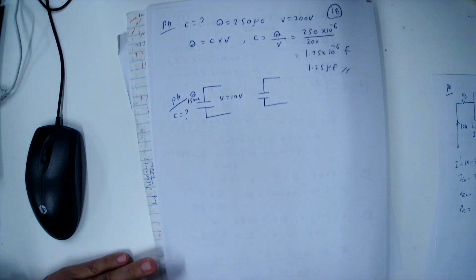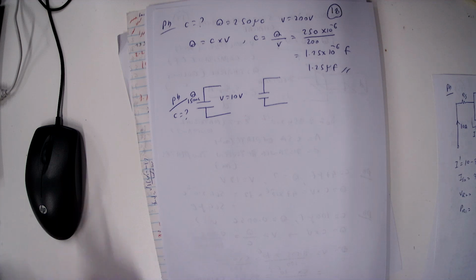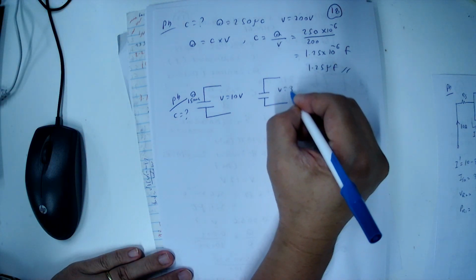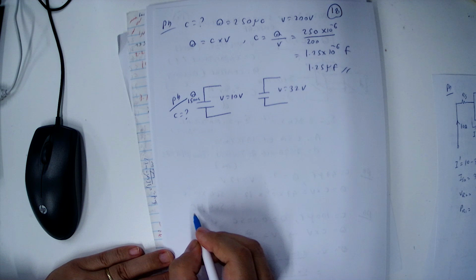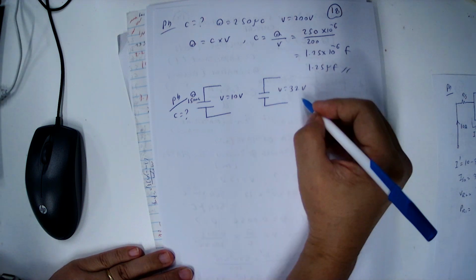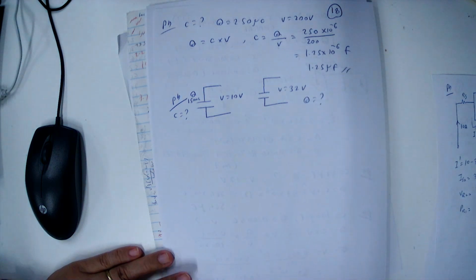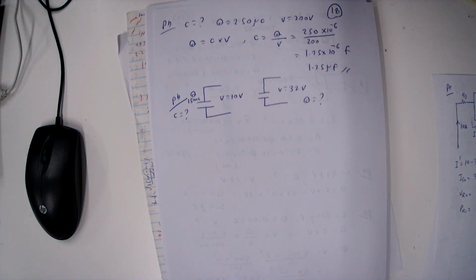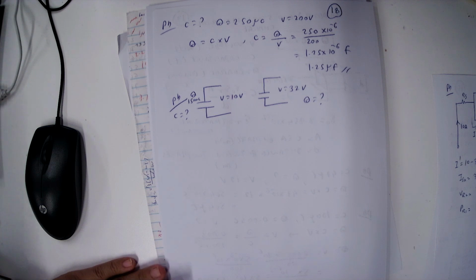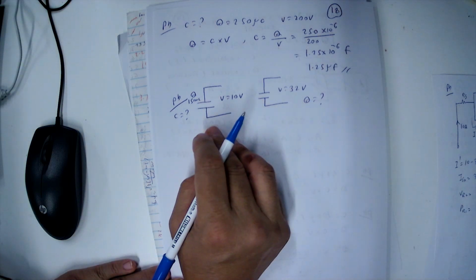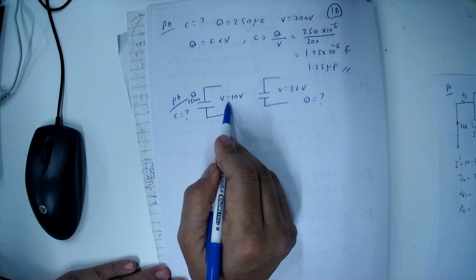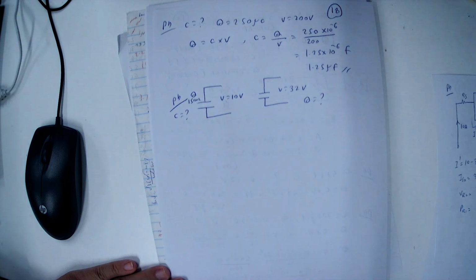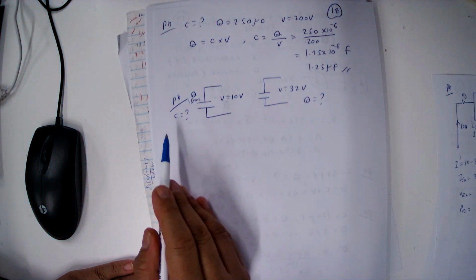join this capacitor to another supply. The voltage is 32 volt. We have to calculate how much charge. So charge depends on the supply voltage, but capacitor value doesn't change. Therefore, the first condition, supply voltage 10 volt, the charge is 15 microcoulomb. We need to calculate the capacitance.